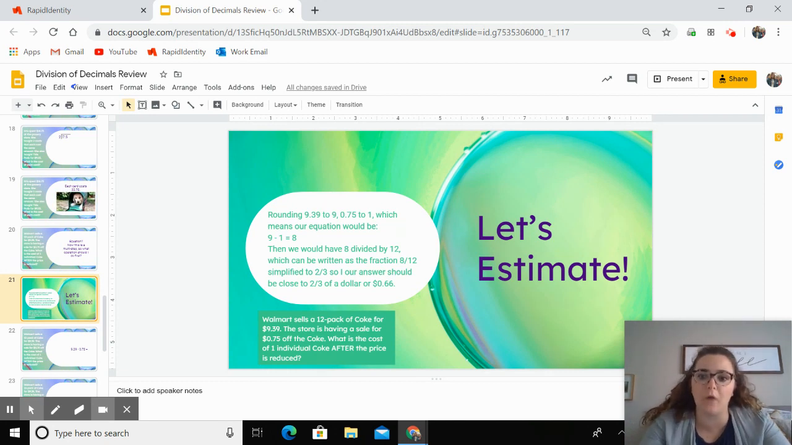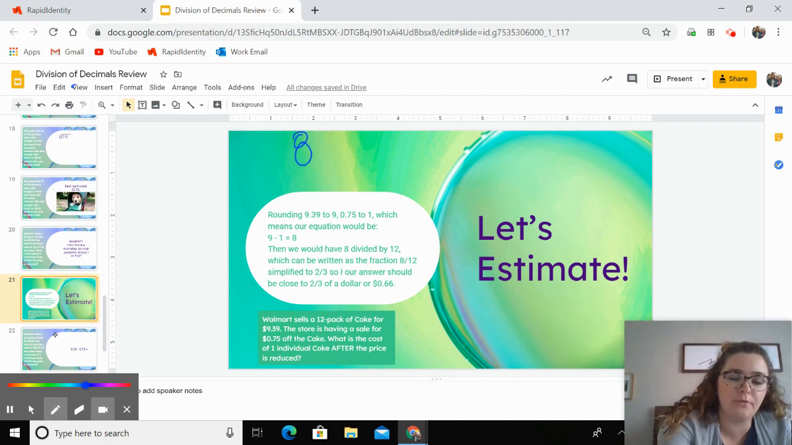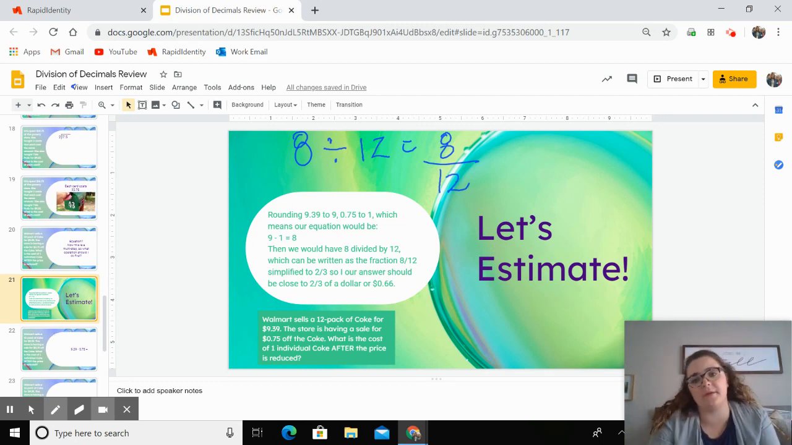How many times can 12 go into 8? Well, it can't, but if you actually wrote that as an equation, remember, we would end up writing it as a fraction to help us make more sense. And if you simplified that down, you would end up getting 2/3. And so each price of a Coke is going to be around 2/3 of $1.